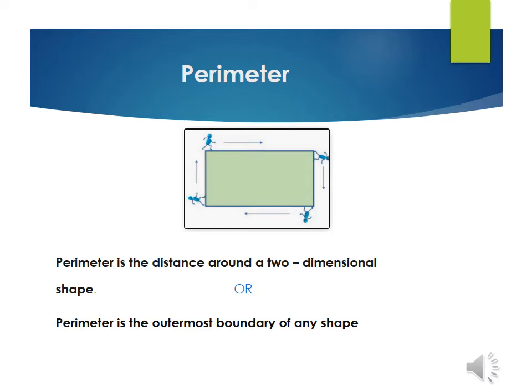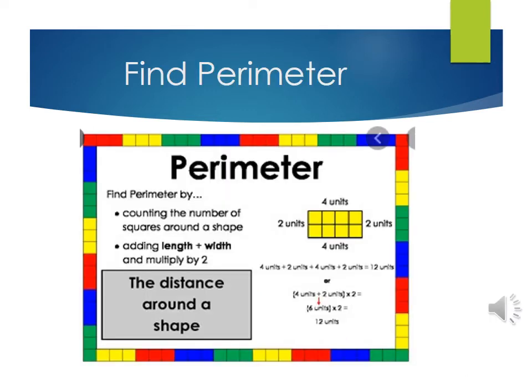What is perimeter? Perimeter is the distance around a two-dimensional shape, or perimeter is the outermost boundary of any shape. To find the perimeter, we have to count the number of squares around the shape, and secondly, we have a method to add the length and breadth and multiply by 2.